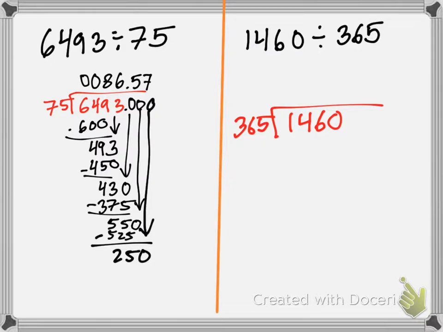I know it goes into 250 3 times. Don't worry, I know I'm doing this fast, because we're doing this so that we can review it for the homework. And that's 225. I subtract that and I get 25.